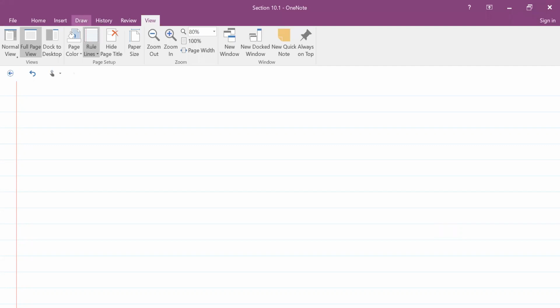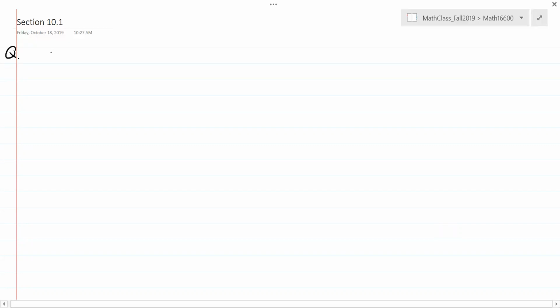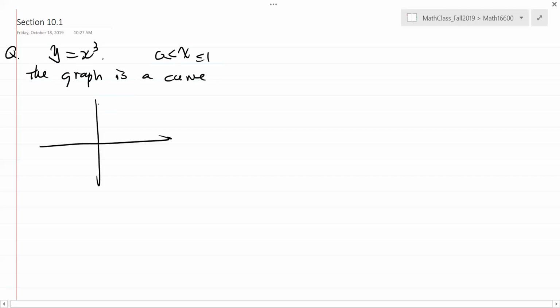Okay, so consider the graph y equals x cubed, x is between 0 and 1. So the graph is a curve, okay? But not every curve can be described by the graph of some function. The definition of curve is more general than the graph, well, graph means a graph of a function.